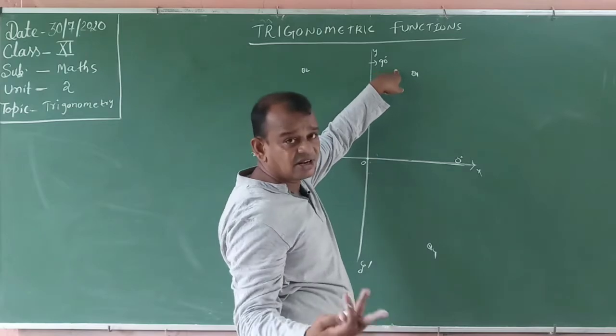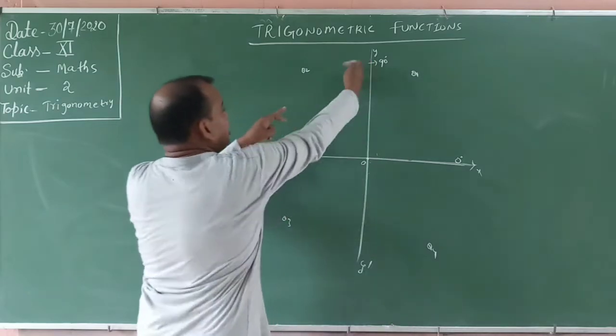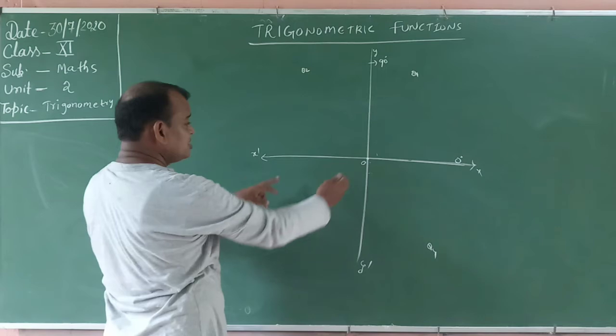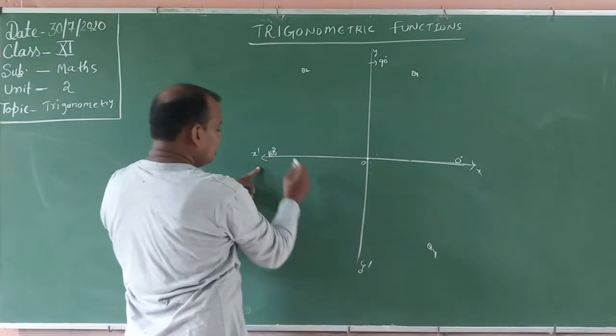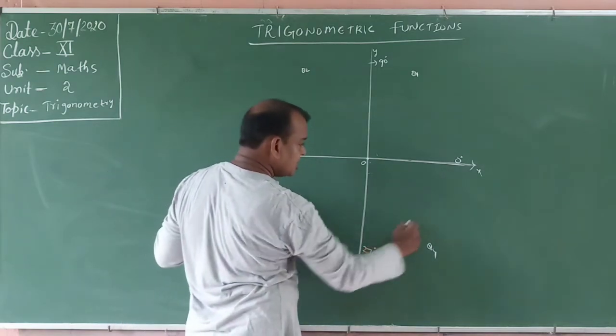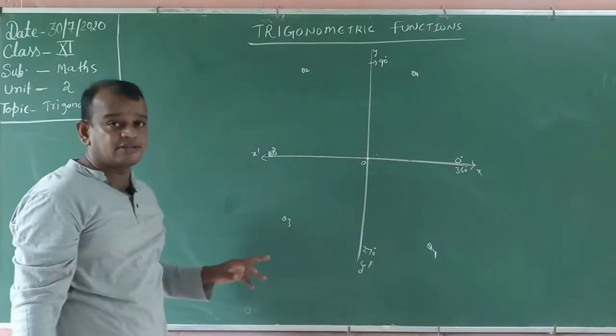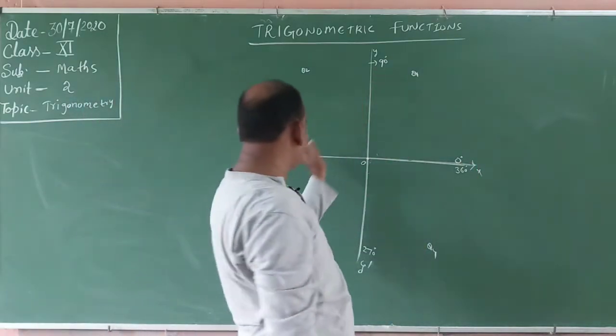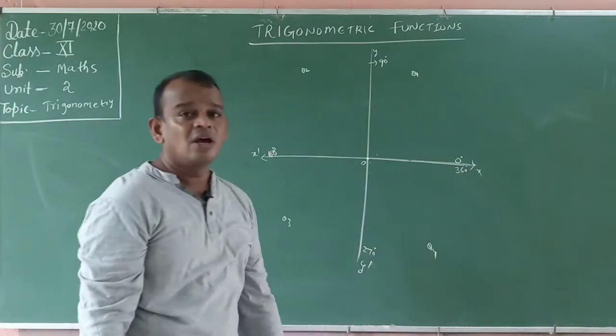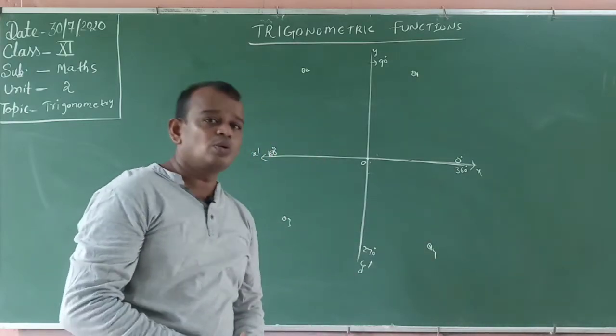90 minus theta is called the allied angle. Above 90 means 90 plus theta, whatever it may be. This is 180 degrees, here 270 degrees, here 360 degrees. These are called quadrant angles. What are the quadrant angles? 0, 90, 180, 270, 360 degrees are called quadrant angles. Now, how to find the allied angle?